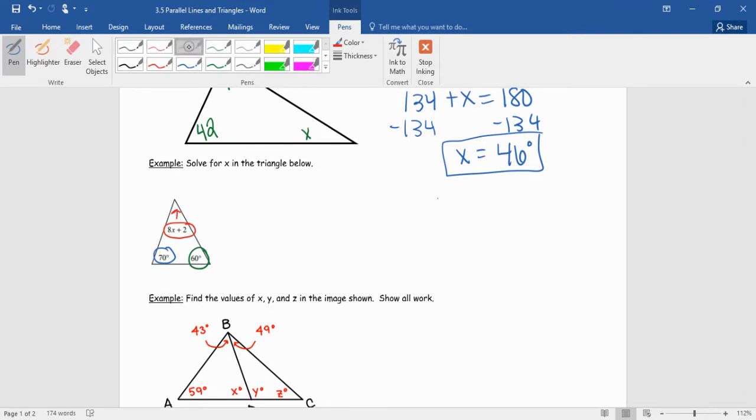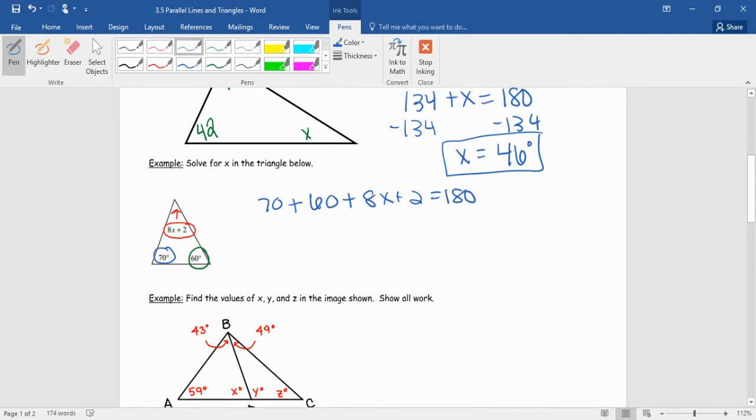So here's what we're going to do. We're going to take the 70, and then we're going to add the 60 degrees at the bottom. And then we're going to add this whole top angle, the 8x plus 2. Right? These are the three angles in the triangle. So when you add all three of them together, 70 is one of them, 60 is one of them, 8x plus 2 is the other one. They have to add up to 180 still because they're the angles in a triangle.